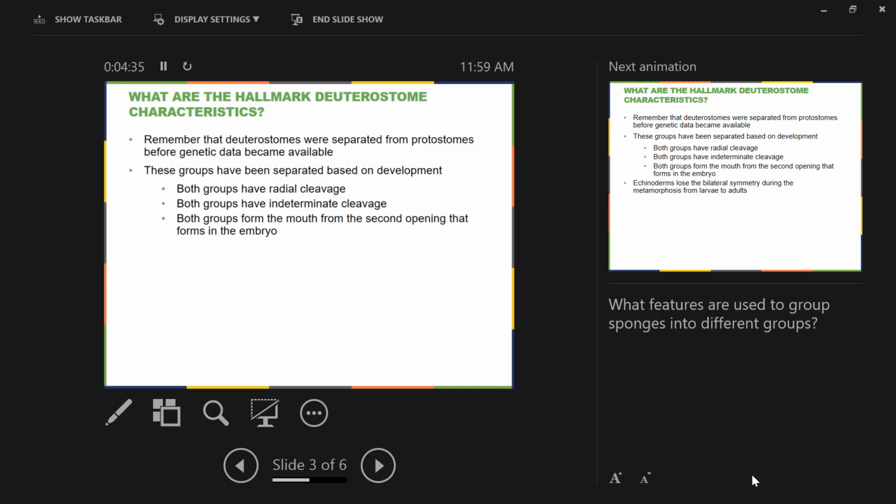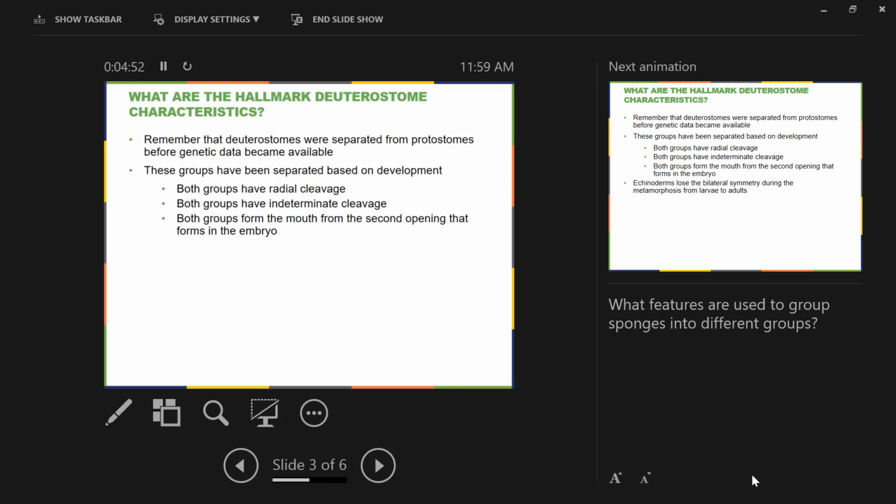And then finally, both major groups of deuterostomes form the mouth from the second opening. That's what Deuterostomia means. Okay, this should be review. Yes? Cool.